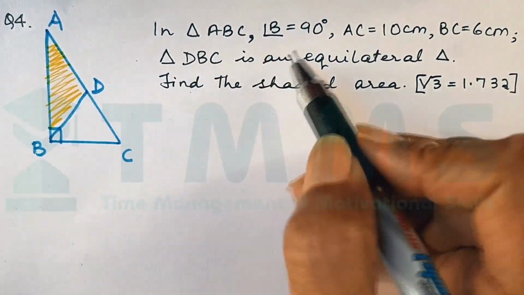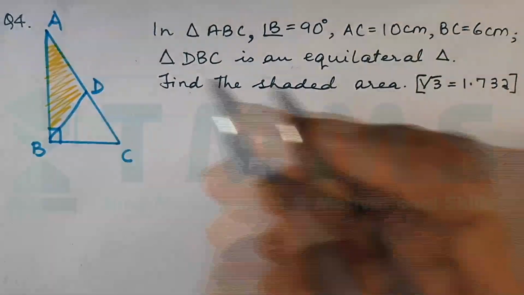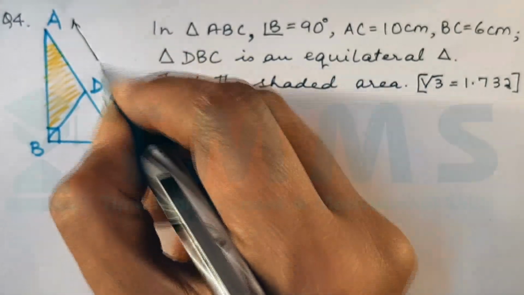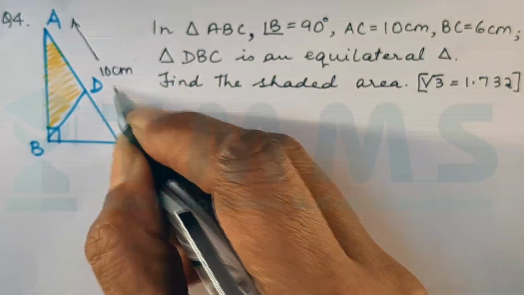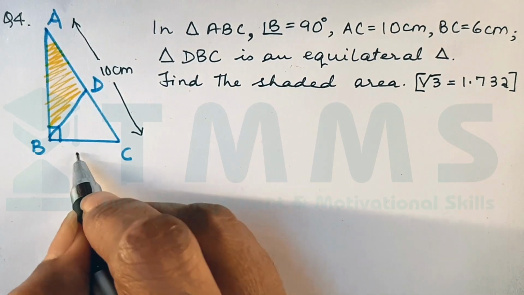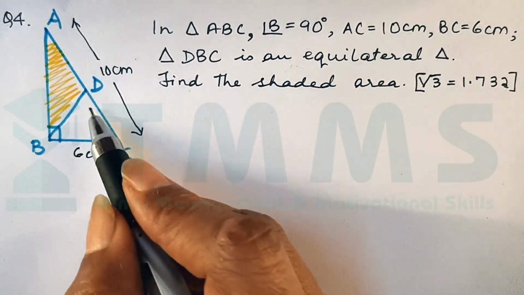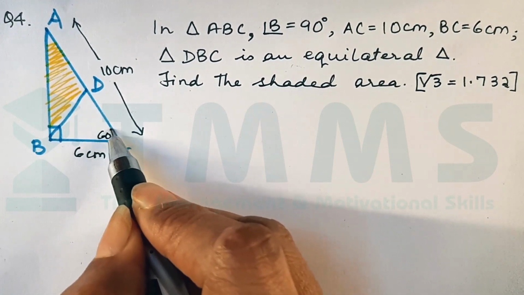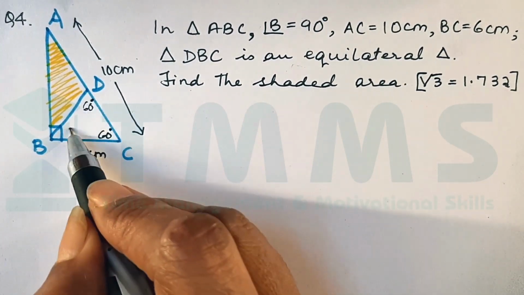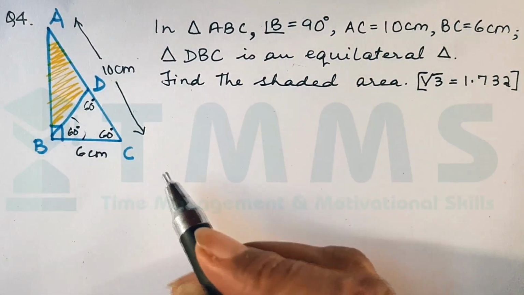In triangle ABC, angle B is 90 degrees. AC is 10 centimeter. So from here to here, this is 10 centimeter. The moment we see this, we have to record it. BC is 6 centimeters, so this is 6 centimeter. Triangle DBC is equilateral triangle. So this is 60 degrees, this is 60 degrees, this is 60 degrees. And find the shaded area.